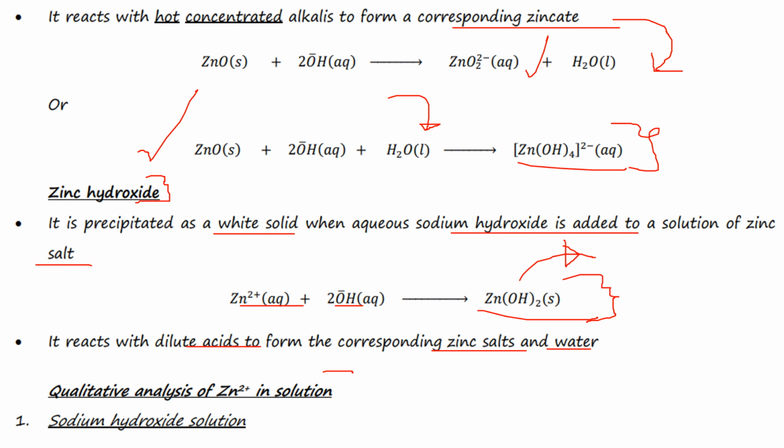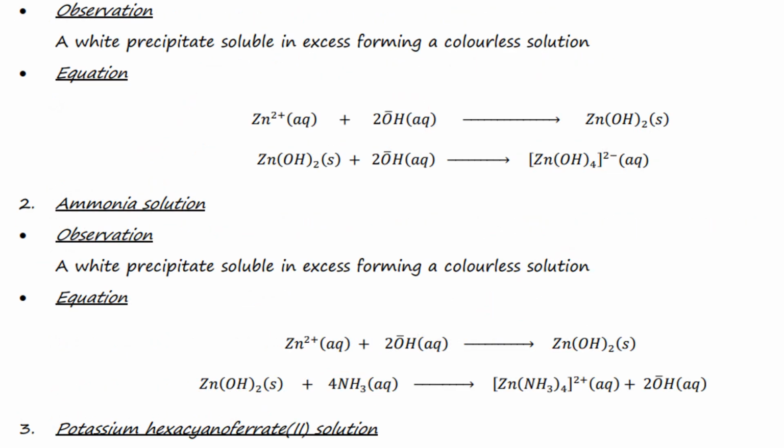Now let's dive into the qualitative analysis that can be observed under zinc as an ion in the laboratory. So we're going to first look at its chemistry with sodium hydroxide solution. Now on addition of sodium hydroxide solution, just like we have said, you're going to see a white precipitate of zinc hydroxide, which is soluble in excess due to formation of a complex of the zincate ion, and it's going to result into formation of a colorless solution. So the equations are going to be as follows, as we have already looked at them.